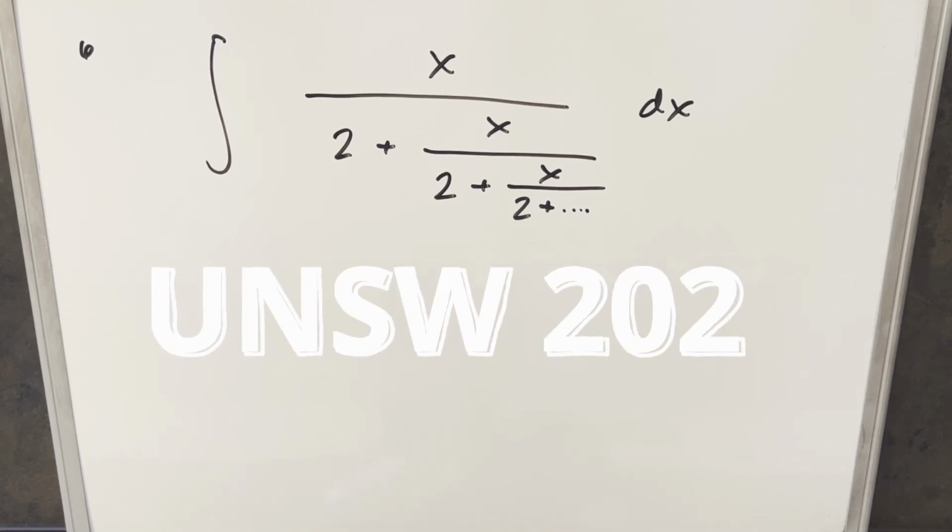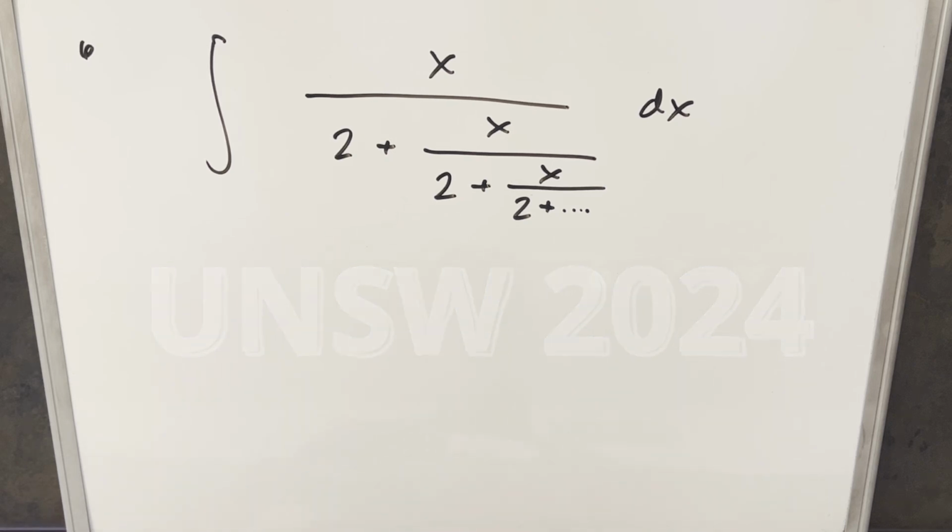Okay, let's take another integral from the UNSW Integration Bee 2024. This is problem number 6. We have the integral of this whole infinitely nested expression dx.